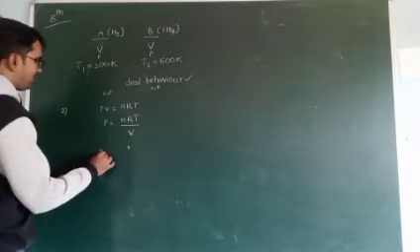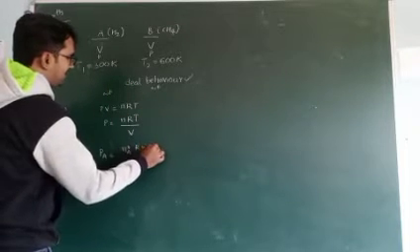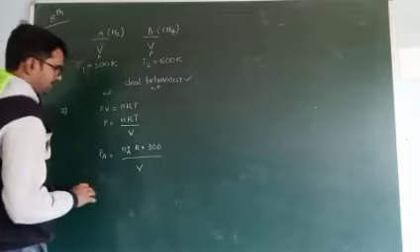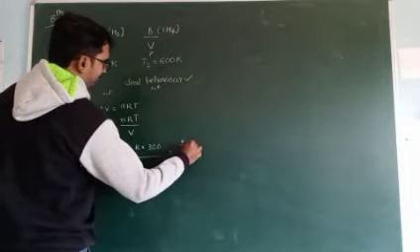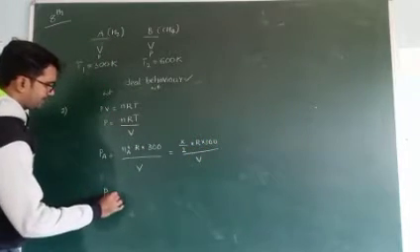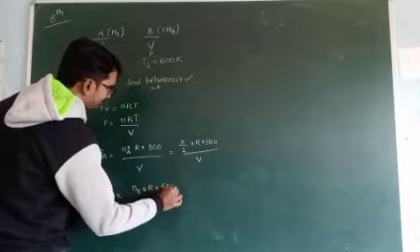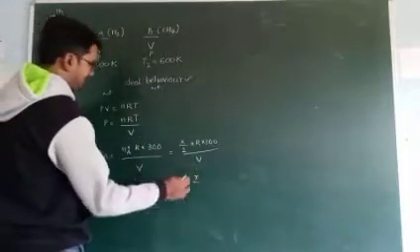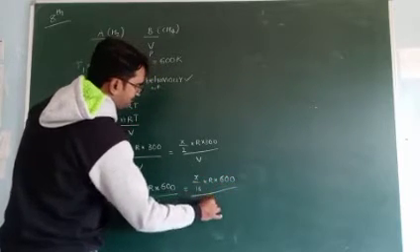For the first one, PA equals NA R into temperature, which is 300, by volume, which is the same in both cases, V. Na value is x by molecular weight 2, into R into 300 by V. For B, PB is equal to NB into R into 600 by V. Weight is the same in both cases, so taken as x, molecular weight is 16, into R into 600 by V.